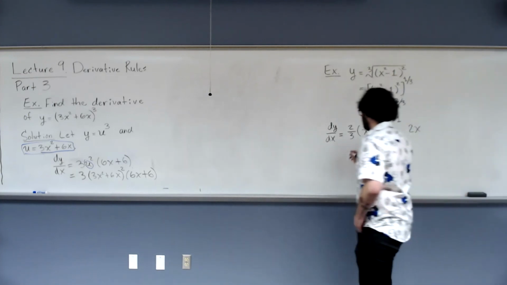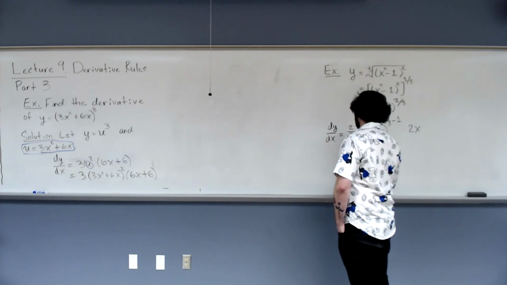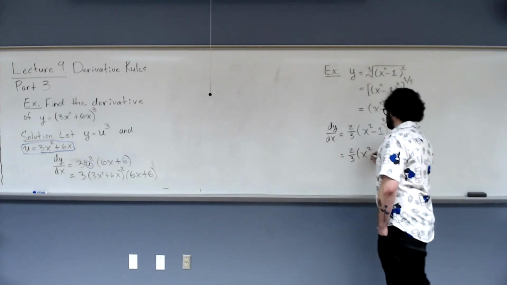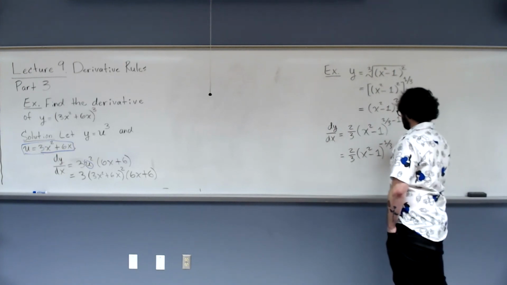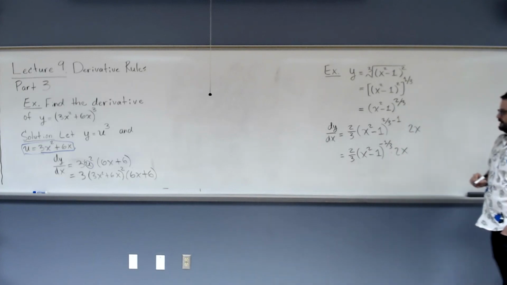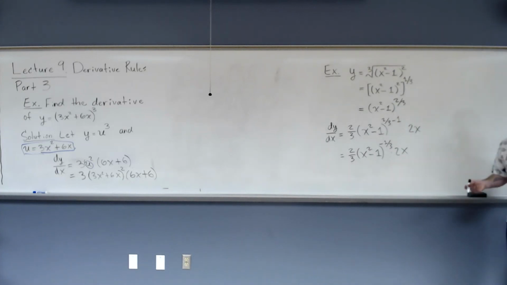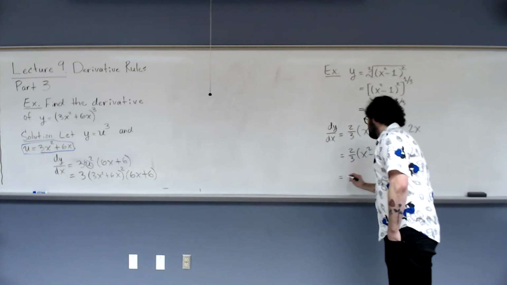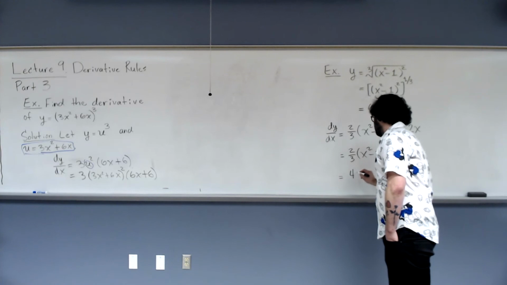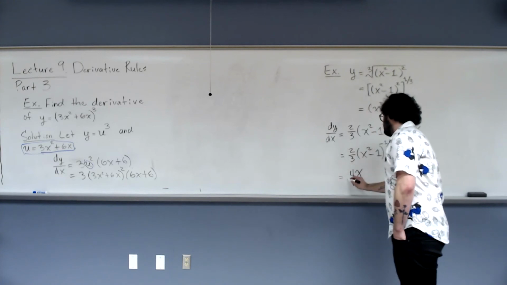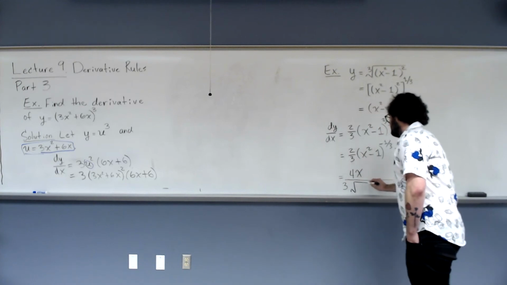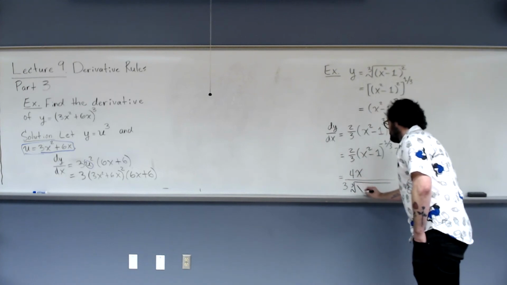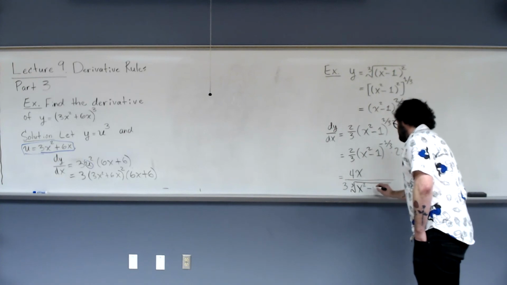So this is equal to 2/3 times x squared minus 1 to the power of negative 1/3, times 2x. All right, I see a negative exponent. You should probably fix that by taking the reciprocal. So altogether, this will be 4x over 3 times the cube root of x squared minus 1.